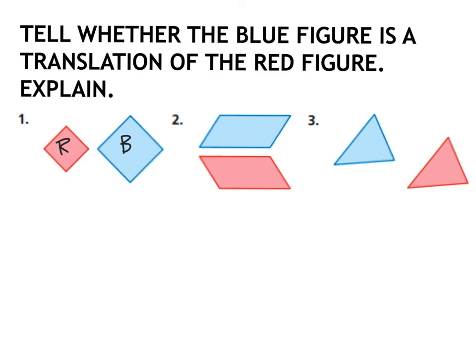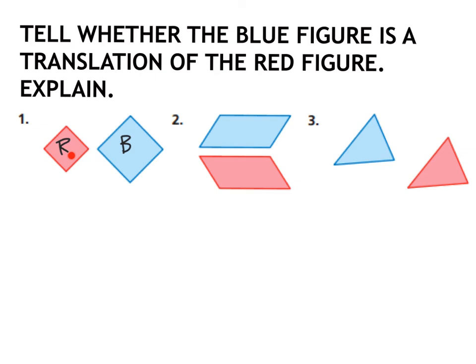So remember, a translation is just a movement. And remember, they are congruent figures. Congruent means that they are equal: equal size, equal angles, equal side lengths. Everything about it is equal or congruent. So first of all, when we look at number 1, we should hopefully notice that the figure, that's the red one, is smaller than the blue one.